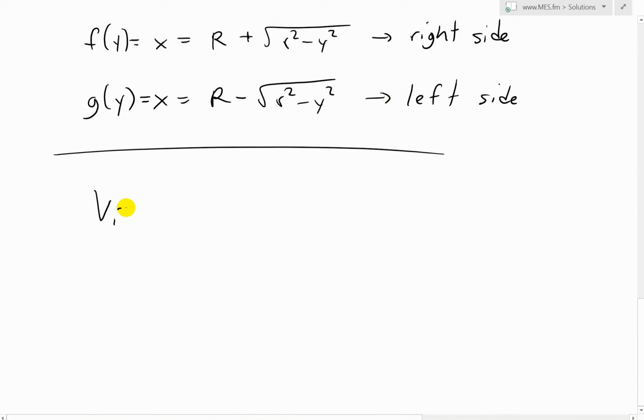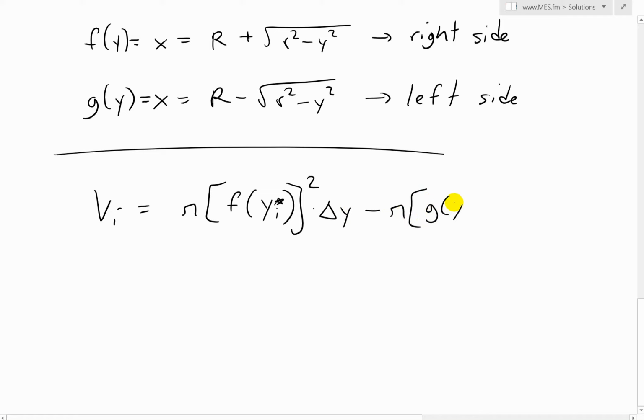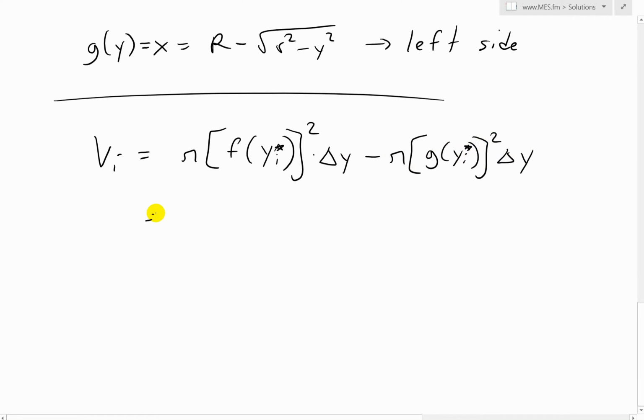Basically, we can write that subsection Vi as equal to the volume of the outer circle minus the volume of the inner circle. The area is pi r squared times delta y, and I'll explain this in a bit. So we have pi times f of yi star, the sample point, squared, times delta y, minus pi times the radius of the inner circle, g of yi star, squared, times delta y.